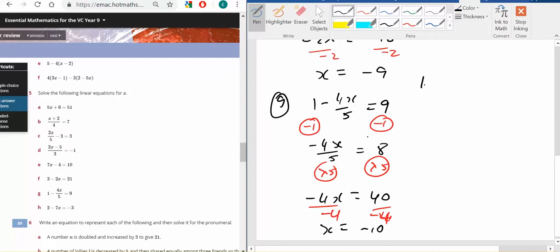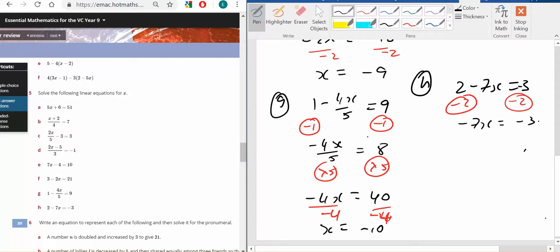And finally, h was question 2 minus 7x equals negative 3. I subtract 2 from both sides. Negative 7x equals negative 3 minus 2, so you get negative 5. Now, you're going to get a fraction here because if I divide both sides by negative 7, 7 doesn't go into 5, so you're just leaving your answer as a fraction. Negative divided by negative is positive, so it's 5 over 7. You leave it like this.